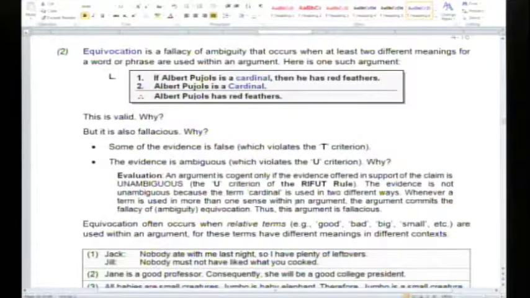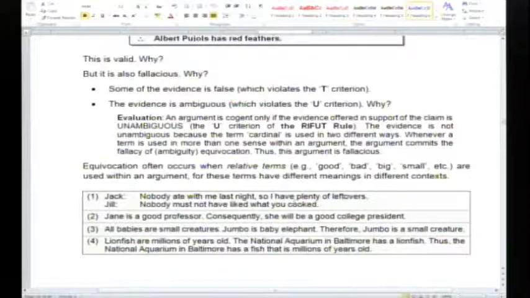So if Albert Pujols is a cardinal, then he has red feathers. Albert Pujols is a cardinal, therefore Albert Pujols has red feathers. Obviously, I need to change my example since he's no longer a cardinal. But the idea is that the term cardinal is being equivocated. That it means one thing in one context and it means something else in the other. That is, one is the name of a bird, the other is the name of a Major League Baseball player, or someone that plays on a particular team.